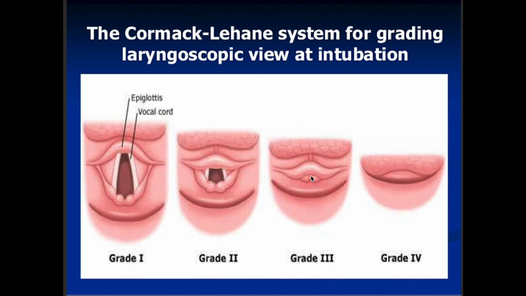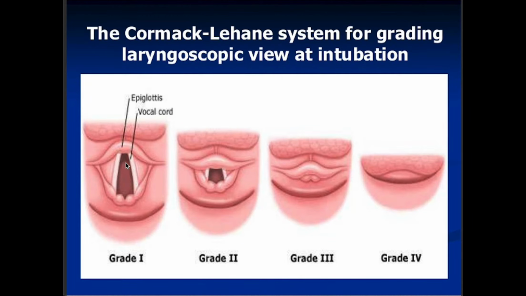And here you'll see the arytenoids just below the epiglottis. This is the epiglottis. Just below that are the arytenoids. And just above the epiglottis is the vallecula. And above that, of course, is the base of the tongue. So these are the different views that you might see.